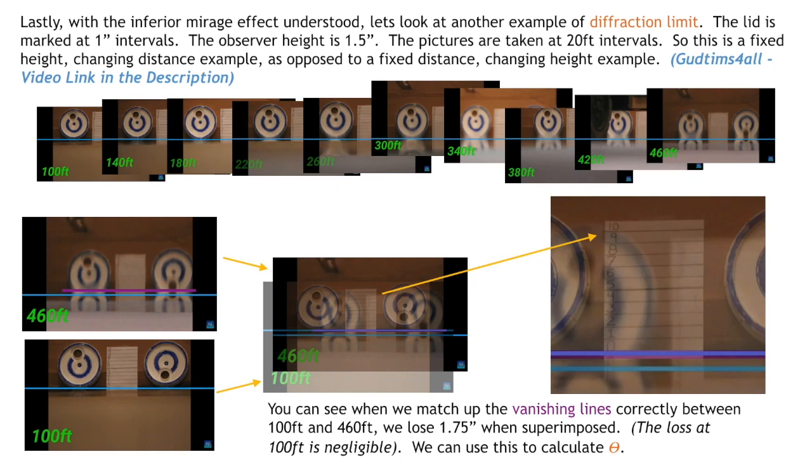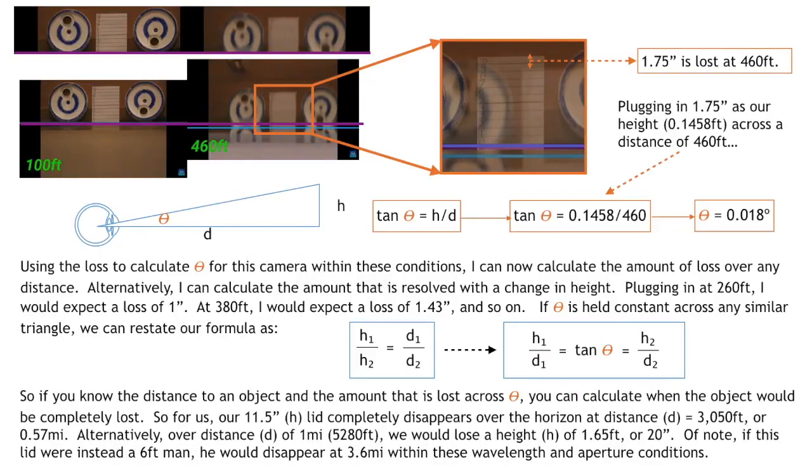And again, we can use this to calculate theta for this particular wavelength and aperture camera. So we'll do that here. Again, this 1.75 inches is lost at 460 feet. So we plug in 1.75 inches as our height, which is 0.1458 feet, across a distance of 460 feet.